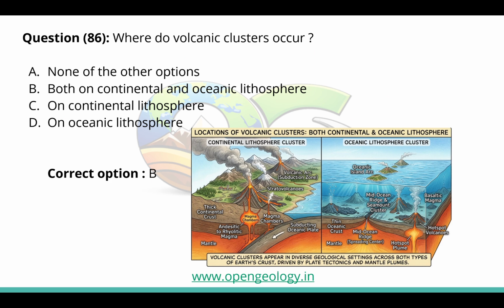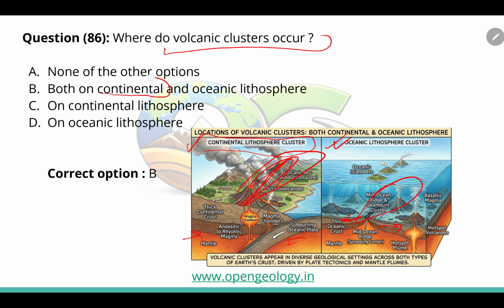Then another question is, where do volcanic clusters occur? Volcanic clusters means more volcanoes in the same area. There are two examples: the continental lithosphere cluster, where two plates are coming toward each other and a series of volcanoes will be formed. We call that a volcanic arc. A lot of volcanoes will be found within a zone, as well as in the oceanic lithosphere cluster, where the two plates are going away from each other. We find a lot of volcanoes.